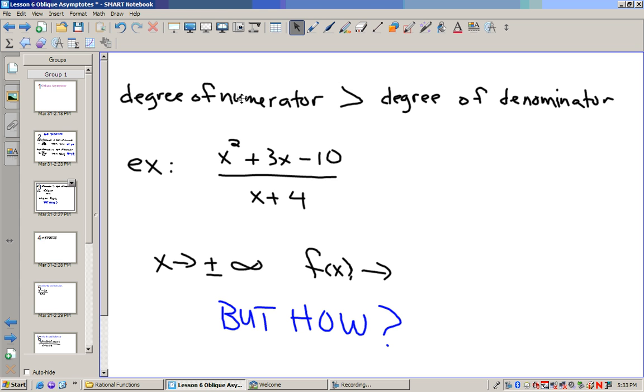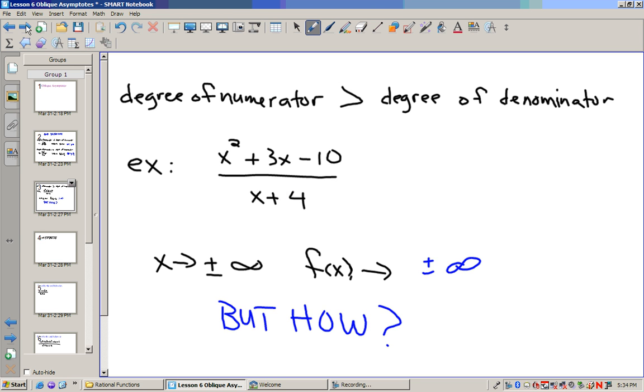But if the degree of the numerator is bigger than the degree of the denominator, we know that as x goes to positive or negative infinity, f of x goes to infinity somehow. But how it goes depends. Now this one, when we divided by x on all of them, we saw that it was a linear function. And so a linear function is going to go to positive infinity to the right, negative infinity to the left. So that's positive, negative infinity. But how exactly does it go there? Like, how would we draw that?